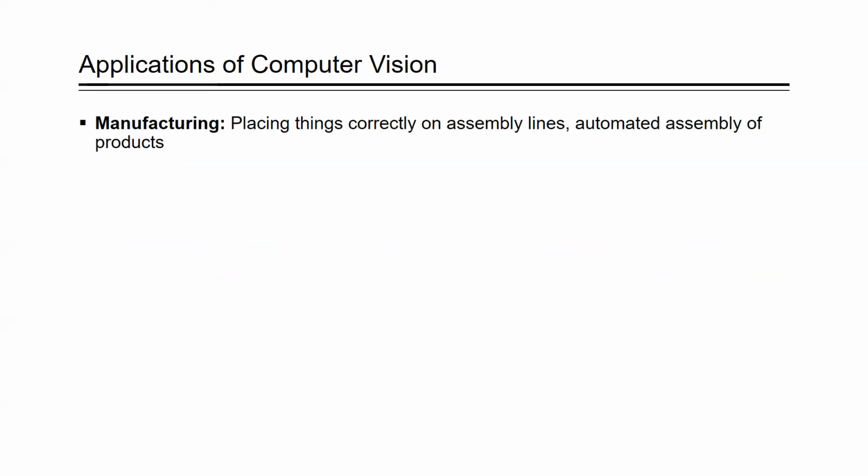It has applications in manufacturing where you need to place things correctly on assembly lines. So you can use computer vision to identify the point where it needs to be placed and also identify the object that needs to be placed there. You can use it in medicine for scanning, tumor detection, medical diagnosis. So it can be used to help doctors, or in some cases where a doctor isn't available, you can use computer vision to analyze these images.